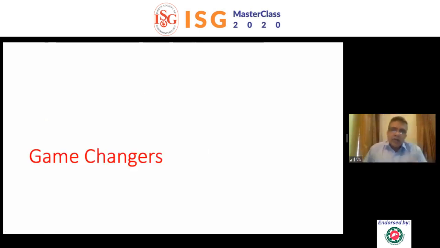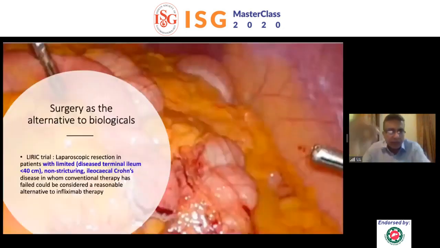Now I'll talk for just 5 minutes to end it with the game changers. We have discussed the checklist till now. We have talked about how we can approach B1 disease, B2 disease, B3 disease, and perianal fistulizing disease. What are the game changers which have come up over the last 2-3 years? The first is surgery as an alternative to biologics.